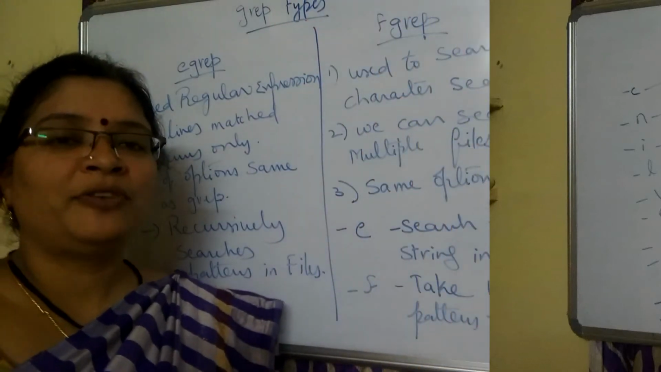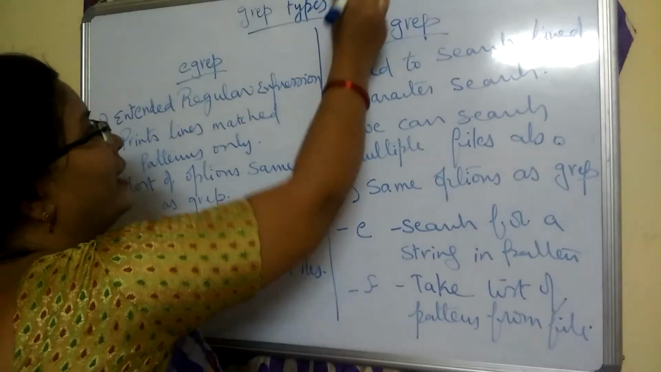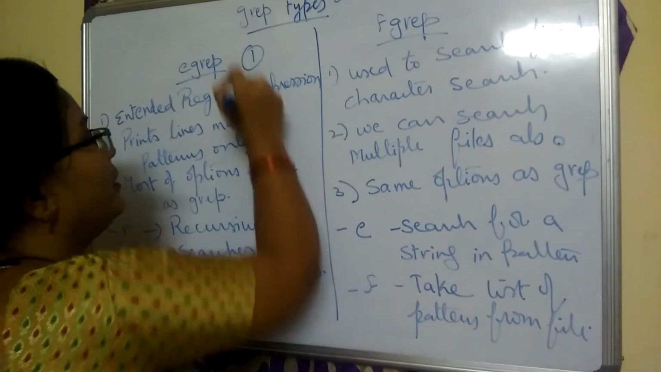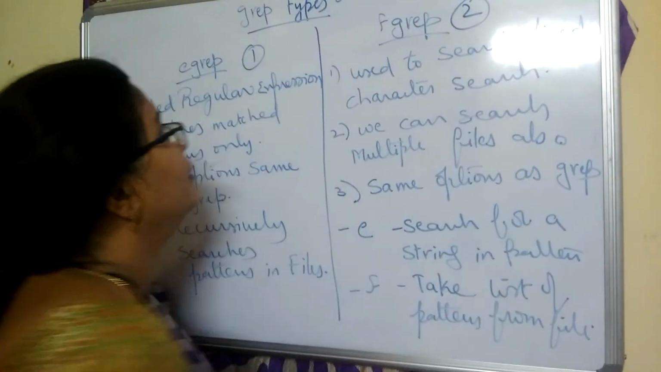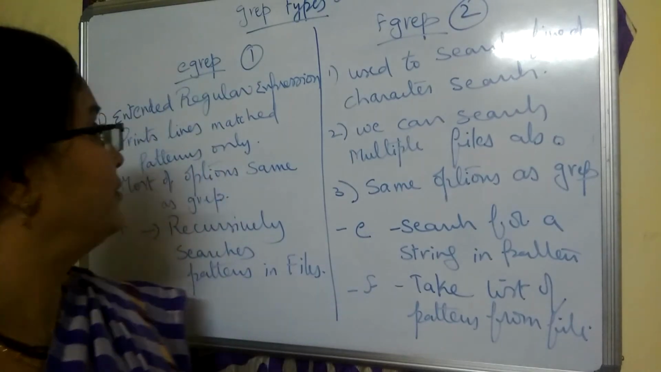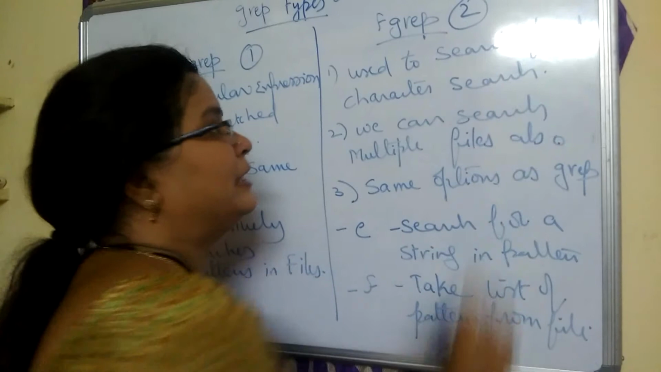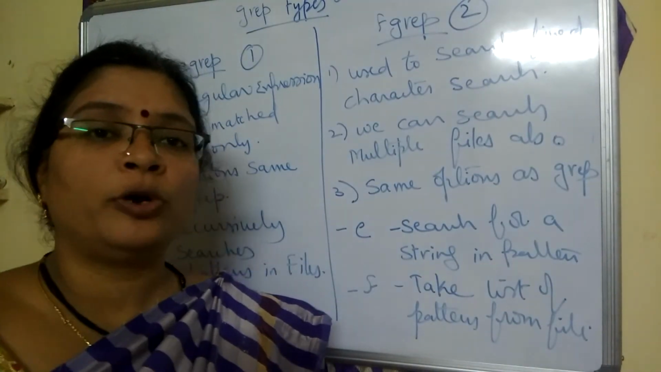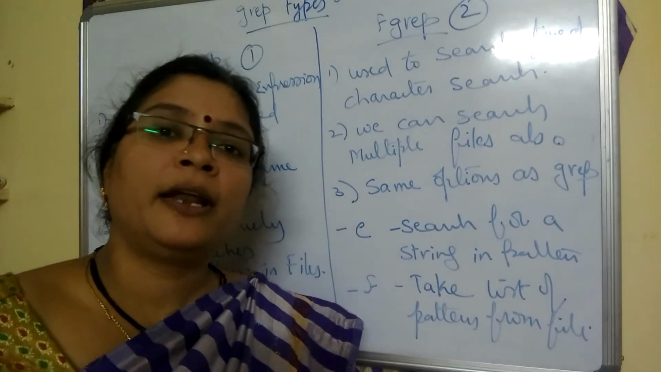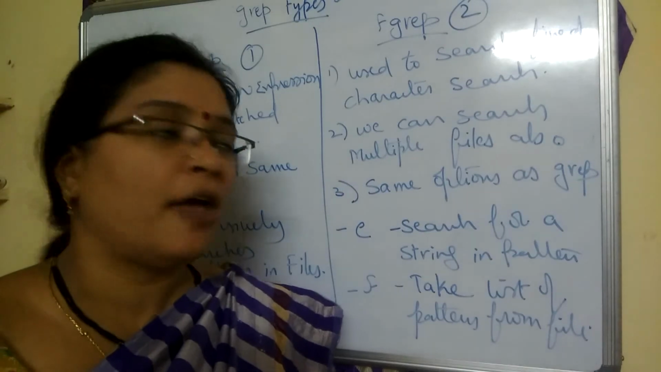Now we see the various variations of grep, also called the grep types. What are the various types of grep? The first one is egrep and the second one is fgrep. egrep is called the extended regular expression grep, and fgrep is called the fixed grep. The short notation: extended grep is denoted as egrep and fixed grep is denoted as fgrep.